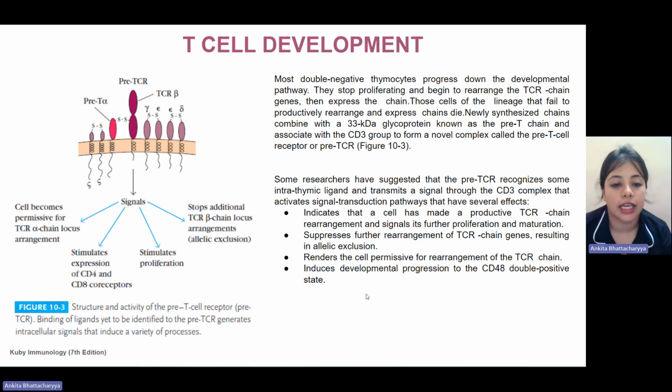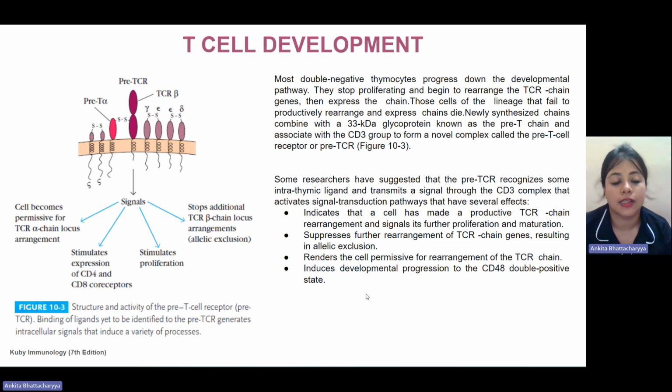Binding of ligands, yet to be identified, to the pre-TCR is helping you in generating intracellular signals that can induce a variety of processes. So what you see here is that there is a pre-T alpha chain and there is a TCR beta chain. The pre-T alpha and the TCR beta chain taken together are forming the pre-TCR. What happens there? When they are able to bind to each other, they are generating signals which allow a few downstream processes that are being represented here.